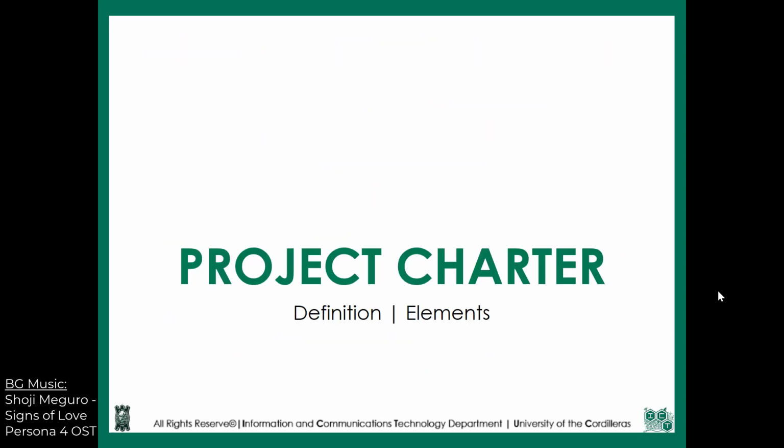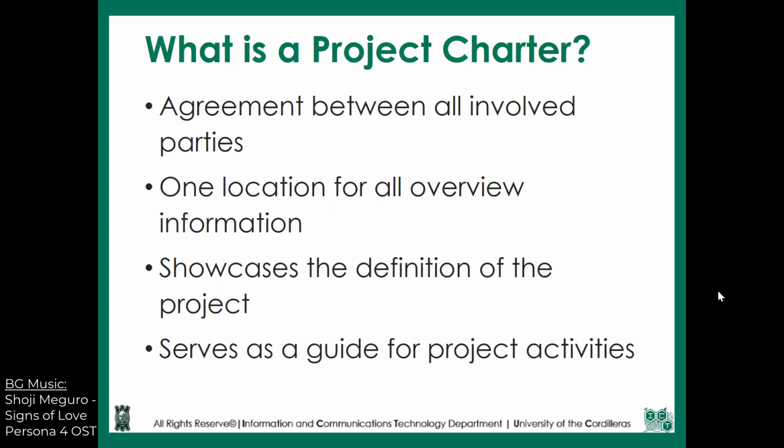So the last part of this lesson is the project charter. The project charter is technically a signed agreement between all involved parties. It is a document wherein you're going to see all of the overview information. Once you have initiated a project, this is going to be your product. It showcases the definition of the project, and it serves as the guide for project activities, especially for the second part of the 5 process groups, which is planning a project.